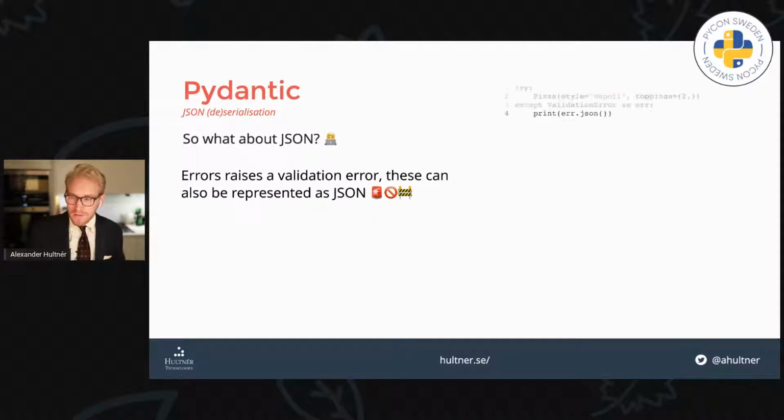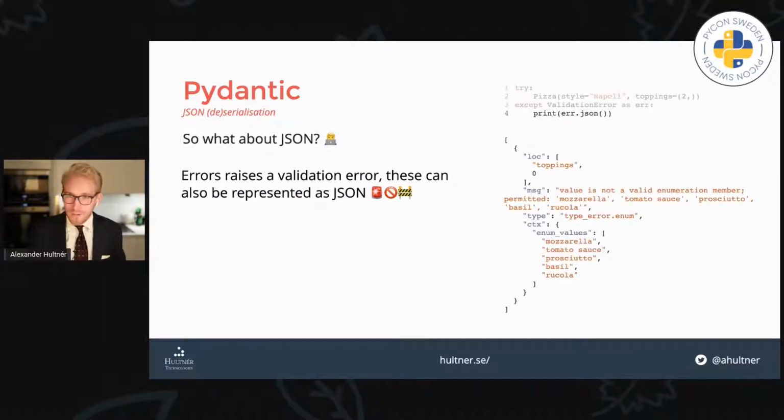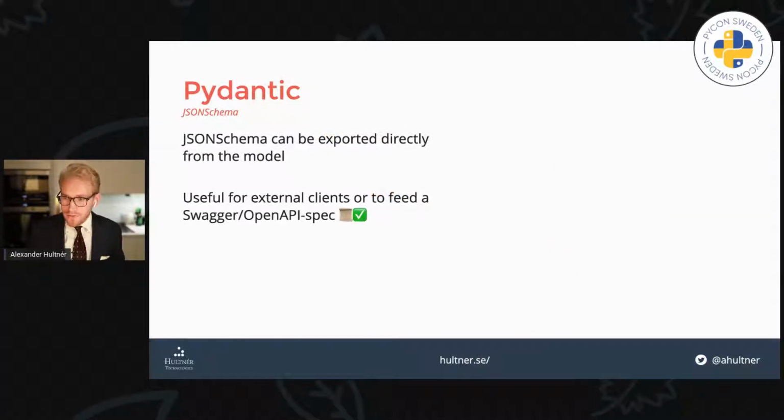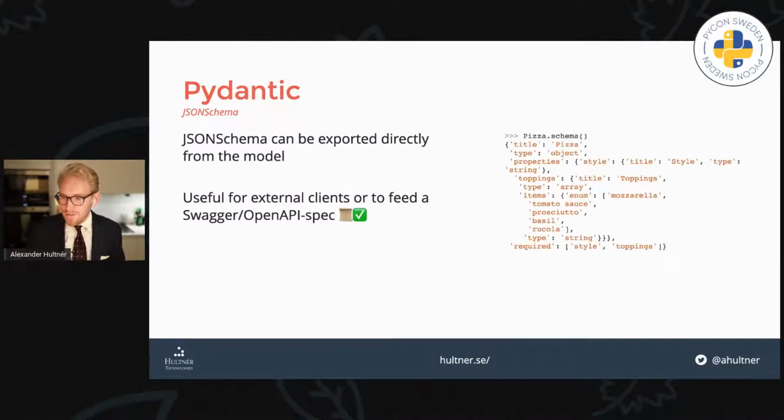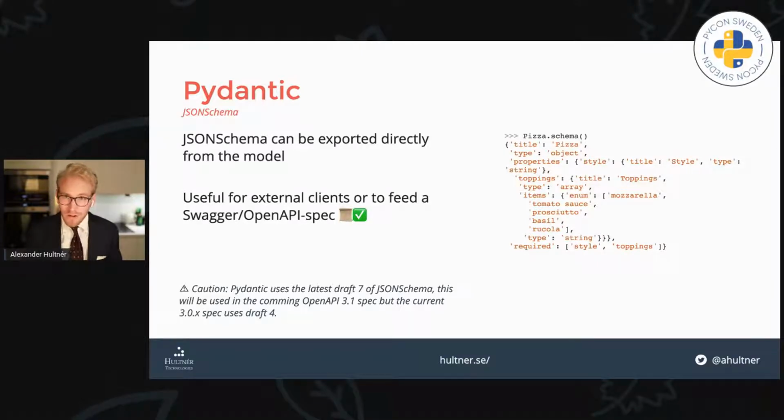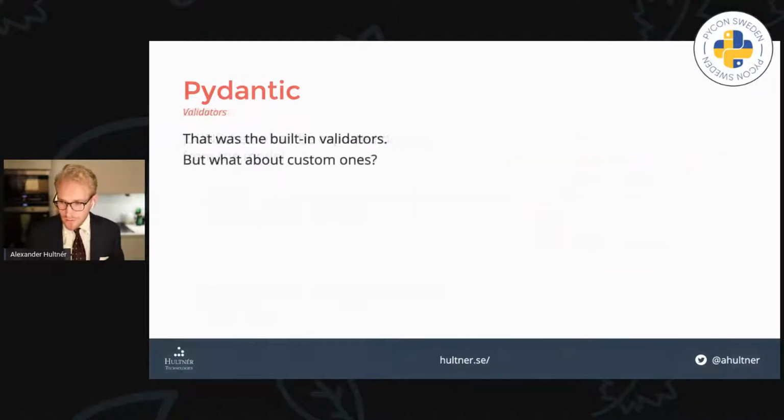So what about the errors then? Well, the raised errors can also be formatted as JSON and be exposed for an API. So that's very useful. And of course, the JSON schema can be exported directly from the model, which can then be used to generate clients or feed an OpenAPI spec, or Swagger as it was previously known. Here we get a schema from the pizza class, and we still only have the simple syntax I showed you in the beginning. Pydantic uses a later draft of JSON schema from the 3.1 OpenAPI spec, which is not quite finalized yet, but it soon will be.